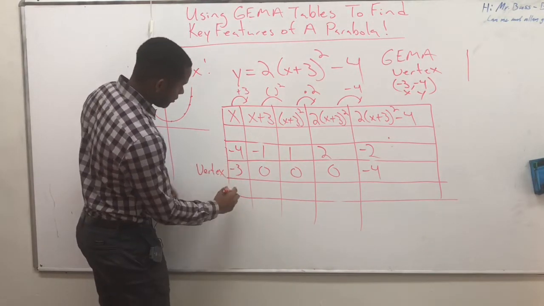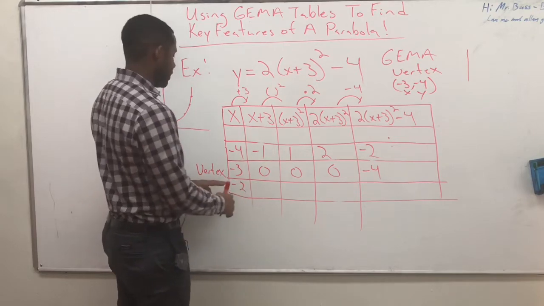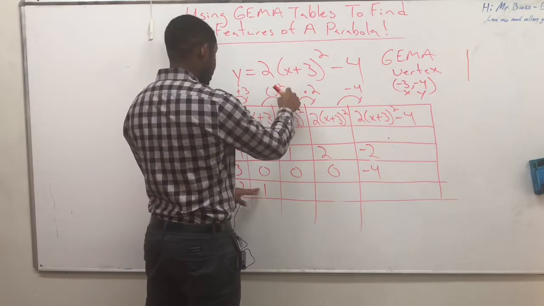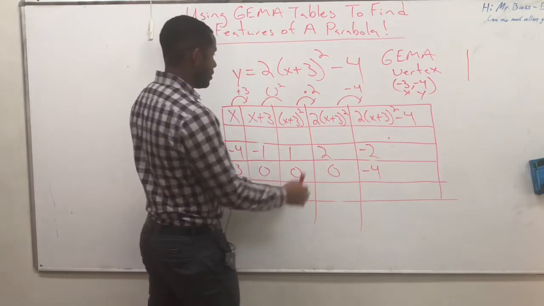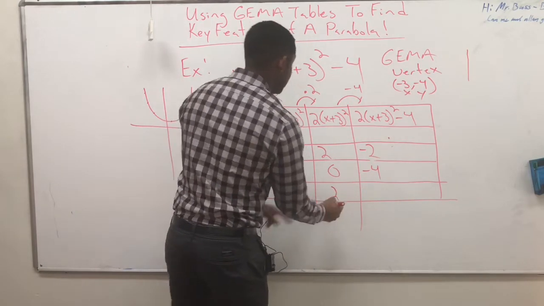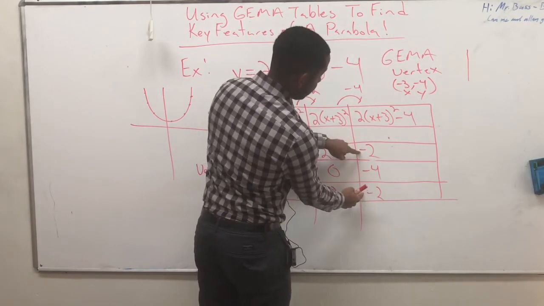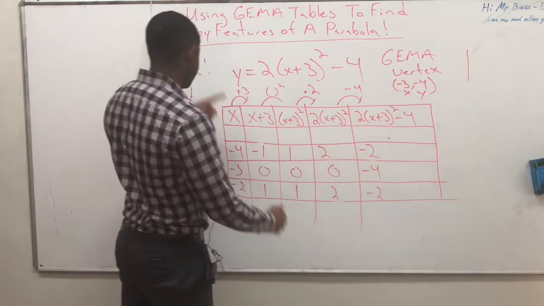Now I'm going to go 1 in this direction. So this is going to be a -2. -2 plus 3 is 1. 1 squared, oh snap, is 1. 1 times 2 is 2. 2 minus 4 is -2. We see the mirroring. Let's try it one more time. Let's move another one.